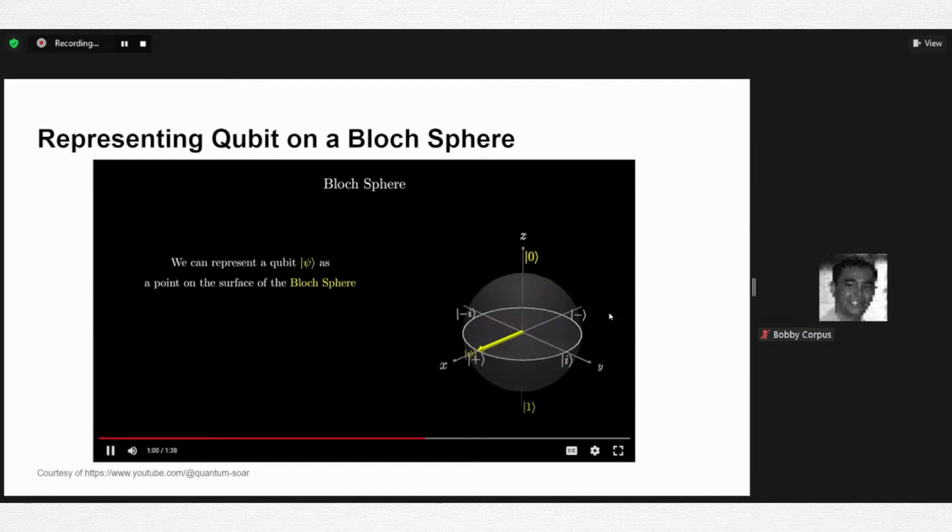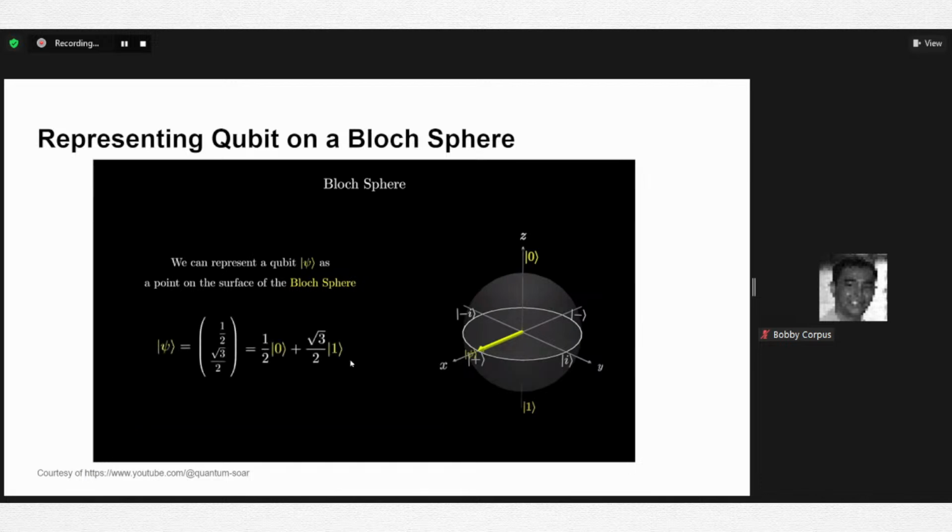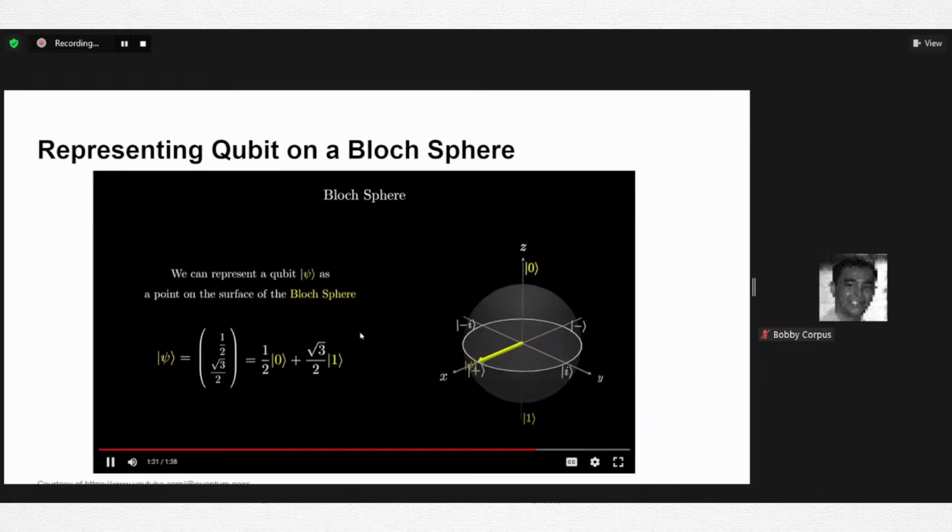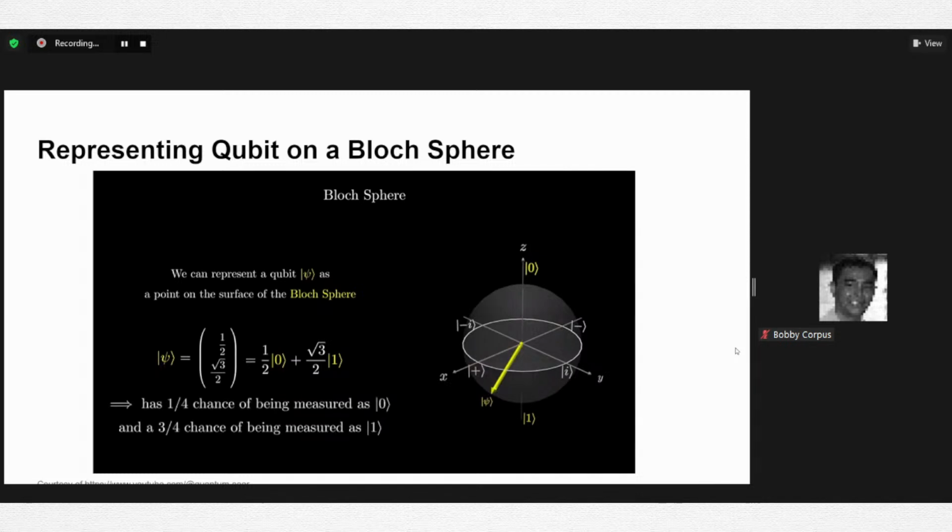Right now, it is important to understand the basic idea that the higher up the qubit is, the more likely we are to measure a 0, and the lower the qubit, the more likely we are to measure a 1. Pause the video and think about where the state 1 on 2 root 3 on 2 will be on the Bloch sphere. The qubit 1 on 2 root 3 on 2 would be halfway between the equator and the 1 state, since it has a 1 on 4 chance of being measured as a 0 and a 3 on 4 chance of being measured as a 1.